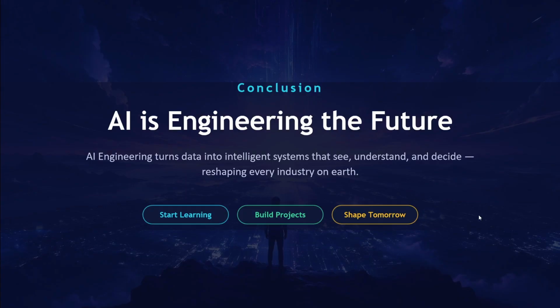So, if you're excited about this field, the message is simple. Start learning the fundamentals, build real projects to apply your knowledge, and you will be well on your way to shaping tomorrow's technology.